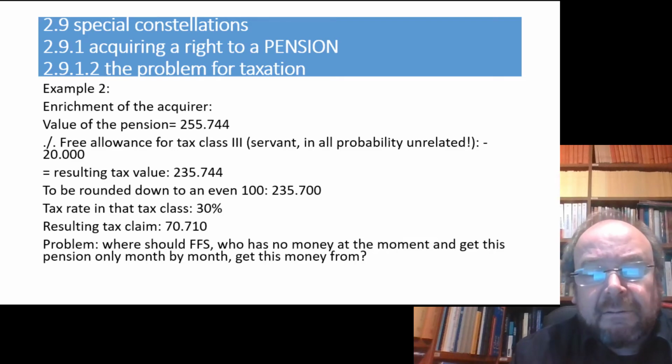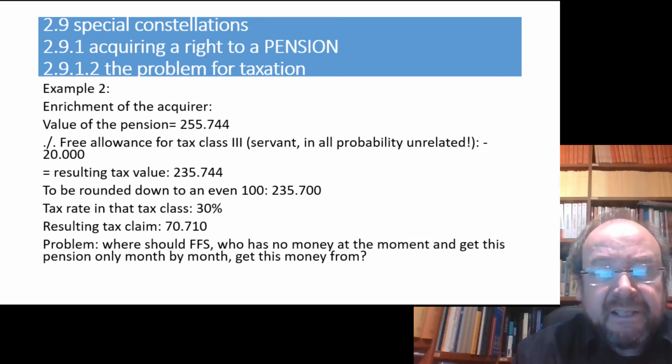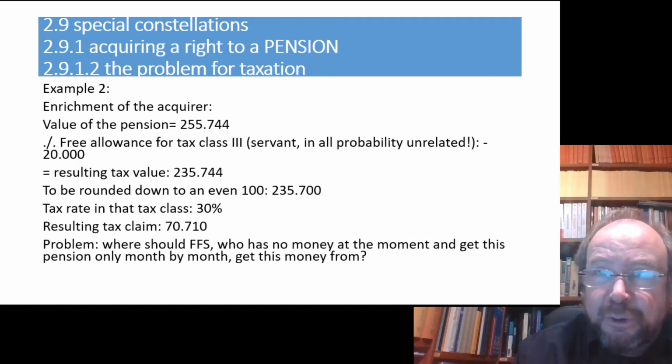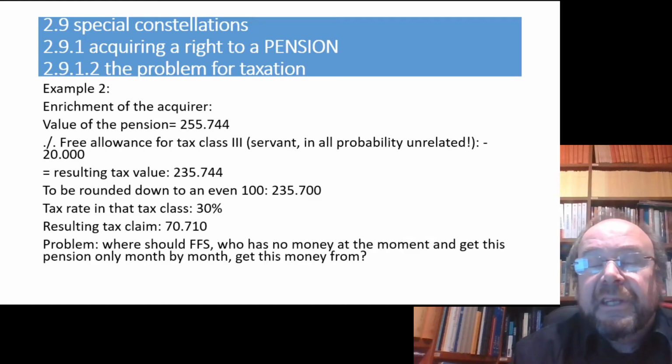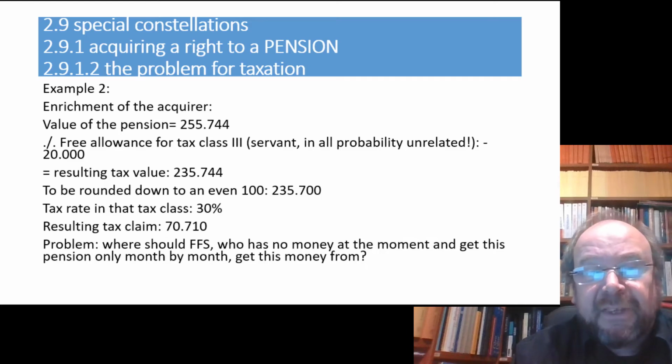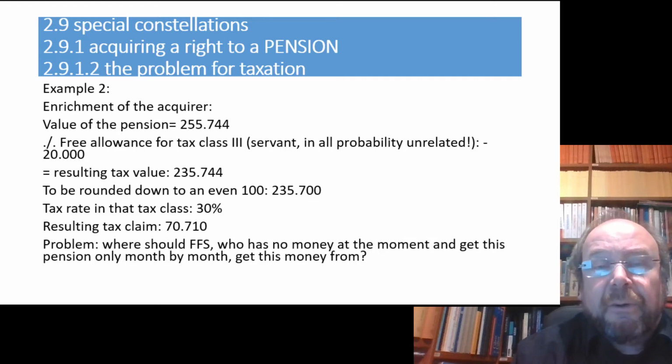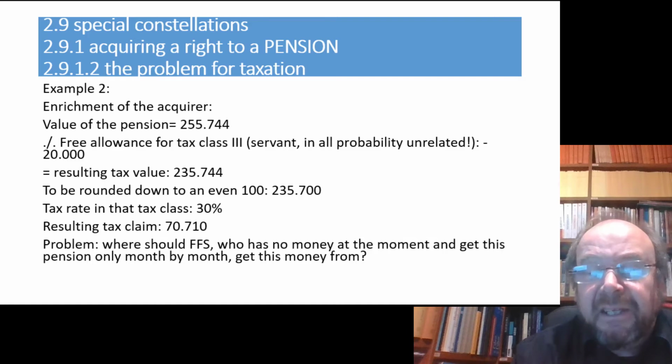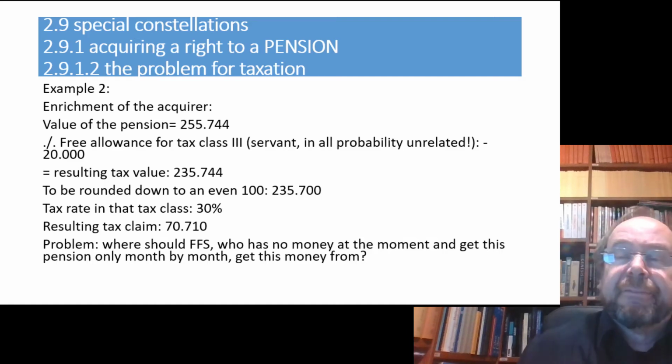he, FFS, the faithful servant, let's imagine that is a male servant. Otherwise, we would have to change the calculation. Drops down dead when he opens the tax notice. So here we have to take some consideration. We must find a way out how the tax becomes payable for FFS.